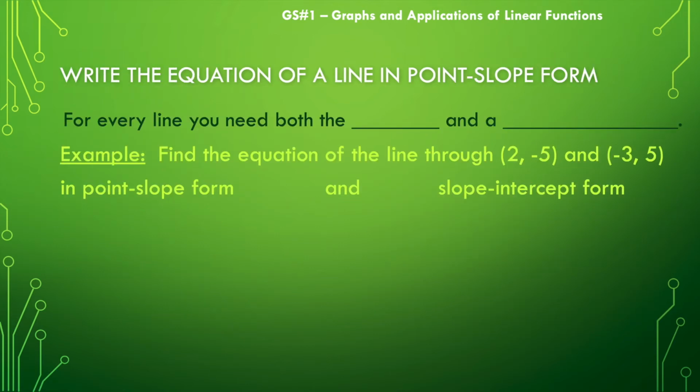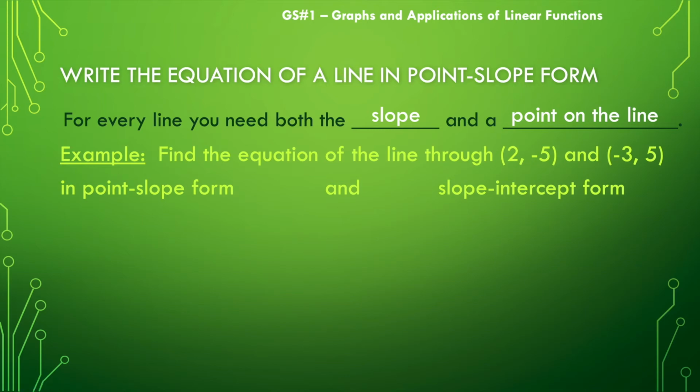And let's move on to the next part. When we are asked to write the equation of a line in point-slope form and or slope-intercept form, you're going to need a slope and a point on the line. To write the equation of any line, you're going to need those two things. Okay, so let's look at this example and analyze what we have and what we need.